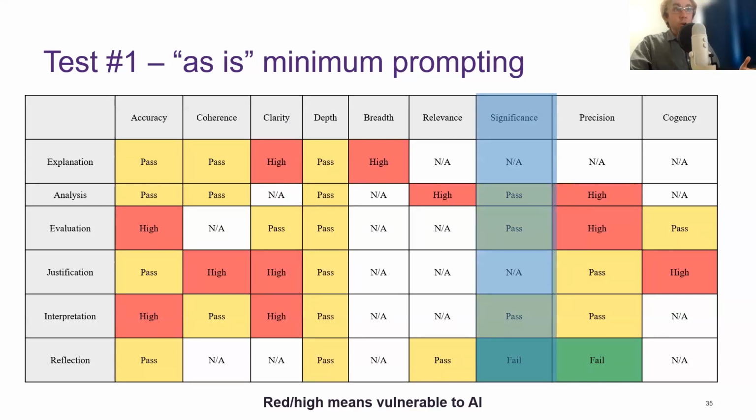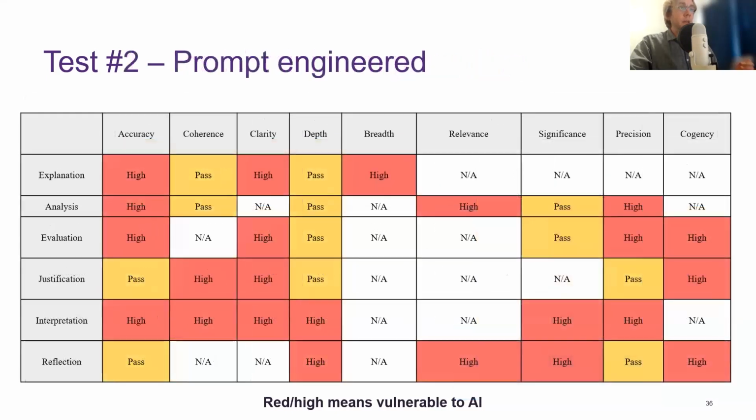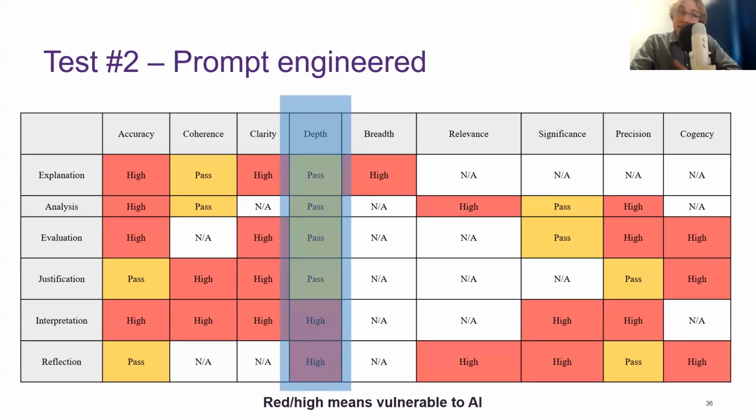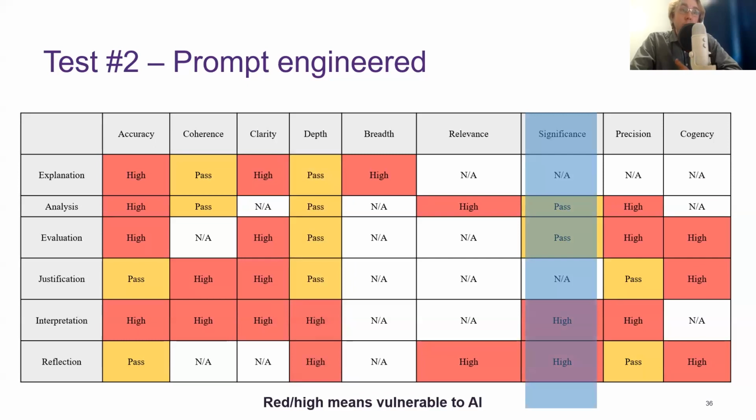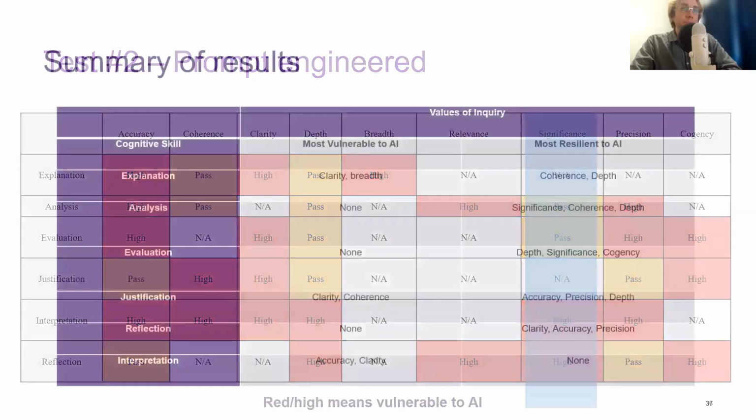So it didn't know what was important to it with minimum testing, and reflection was something it consistently was not great at. Prompt engineering presented a new problem because it did well at lots and lots of things. The only things that it consistently wasn't as good at was providing deep explanations. And it's also worth noting that it still didn't know what was important. And so the student had to pick what was important to it.